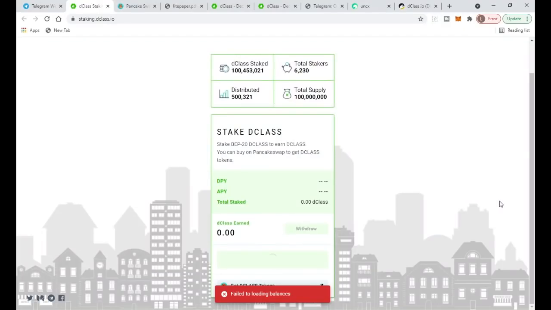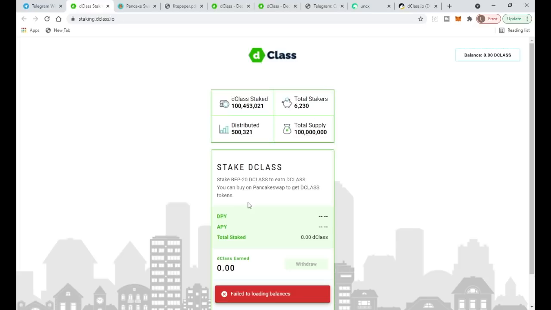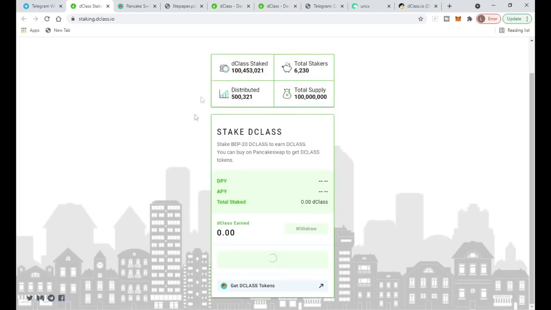So taking a look at the staking. This is what the staking will look like for dClass. Here is the basic information. Total supply, as you know, guys, 100 million. Distributed 500,321. dClass staked 100,453 million. And total stakers 6,200. So this will only go up.